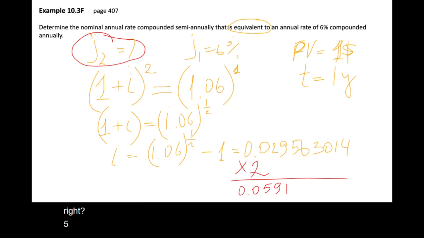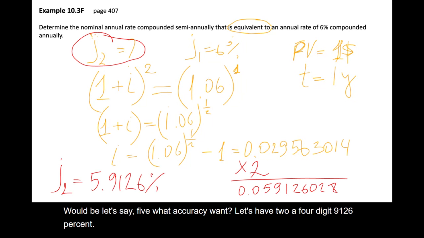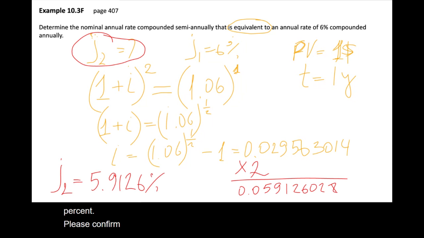0.0591 26028. So J2 would be, let's say, 5. What accuracy do we want? Let's have 4 digits. 5.9126%. Please confirm my calculations. Okay, any questions you have, people?